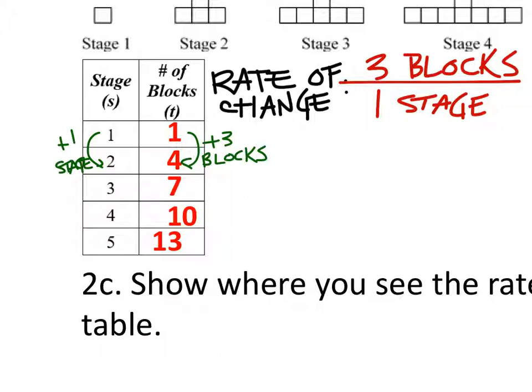But this rate of change is shown throughout the table as well. For example, between 3 and 4 also. But like we talked about in the beginning of this one, in order for a table to be linear, it has to have a constant rate of change, which this one does. It's showing as you add 3 blocks, you're going to add 1 stage. So on this one, if I added 6 blocks, how many stages would we have to add? 2. All right? But this is where we would see the rate of change in the table.